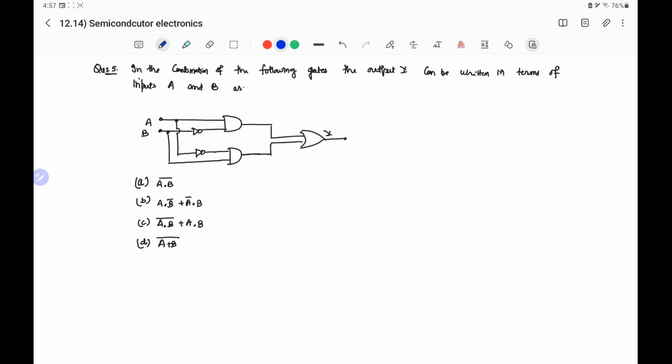Fifth question is, in the combination of the following gates, the output Y can be written in terms of the inputs A and B as. Options are: A dot B bar; A dot B bar plus A bar dot B; A dot B whole bar plus A dot B; A plus B whole bar. Here dot represents AND gate, plus represents OR gate, and the complement is represented by the bar over the letter. This is the complement or NOT gate.